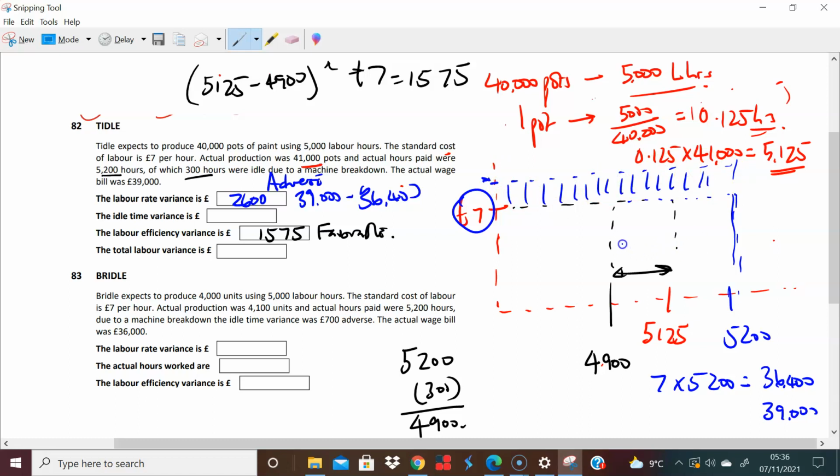The final thing that concludes this variance is the difference, the idle time. We had an idle time variance, an adverse variance of 300 hours, which is the difference between what you actually worked and what was actually paid. In terms of efficiency, it was 4,900, and they give us the 300 straight away. So this variance is 300 times just the £7.